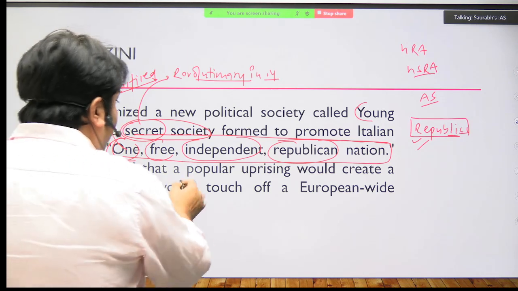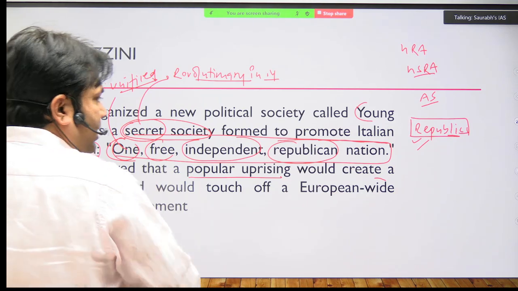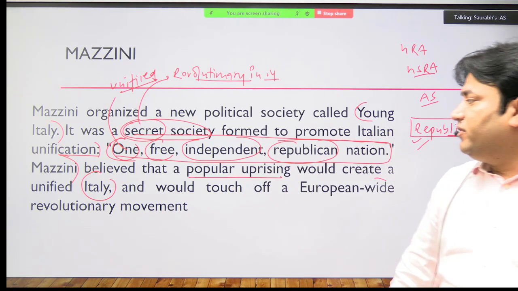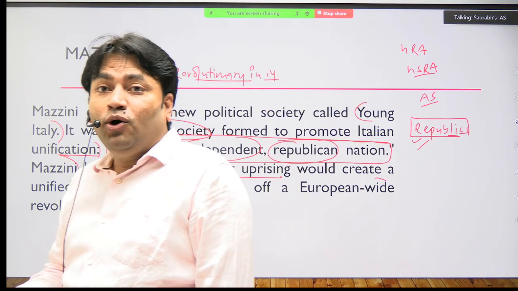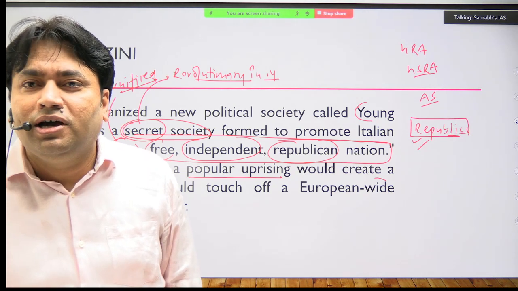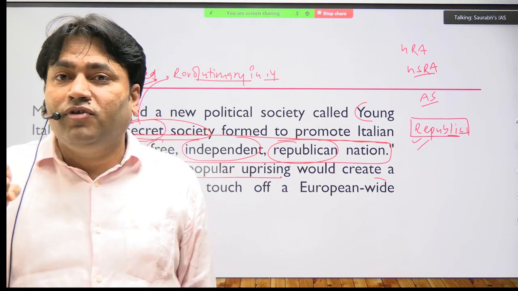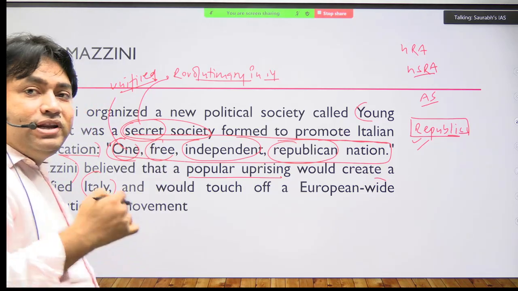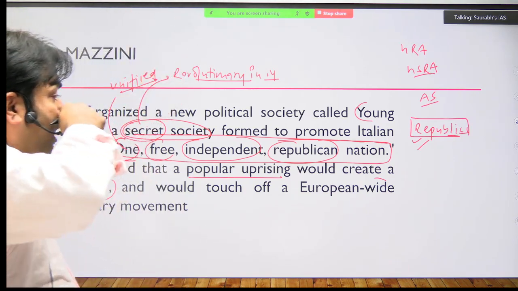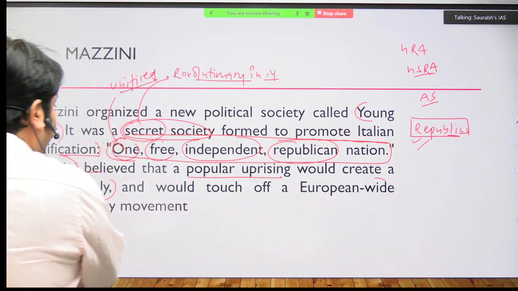Mazzini believed that a popular uprising would create a unified Italy. Like the revolutionaries. Revolutionaries in the Indian national movement were taking inspiration from Mazzini. उनको भी लगता था कि एक जबरदस्त रिवॉल्यूशन करने की जरूरत है और एक झटके में अंग्रेजों को हिंदुस्तान से बाहर भगा देंगे. This was the belief of Mazzini, that we need a popular revolution, and we will be able to keep all the foreign groups out from Italy. उन सबको बाहर खदेड़ देंगे, and this will create a unified Italy and would touch off a Europe-wide revolutionary movement.